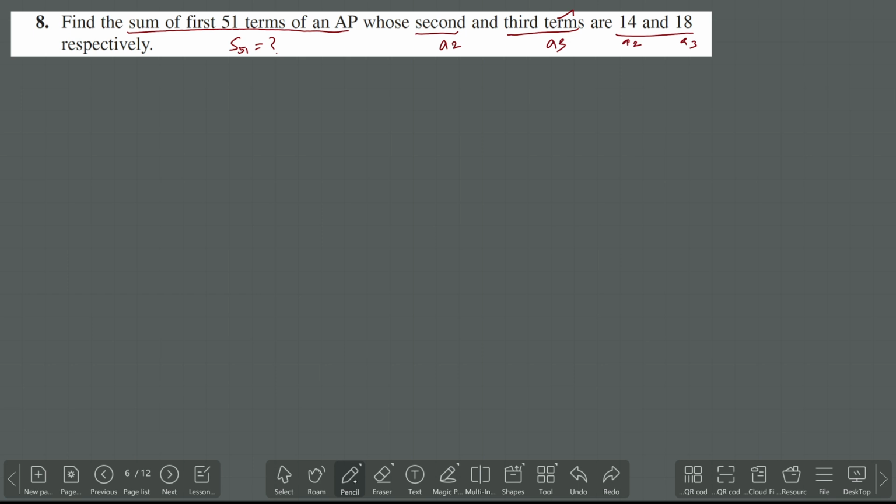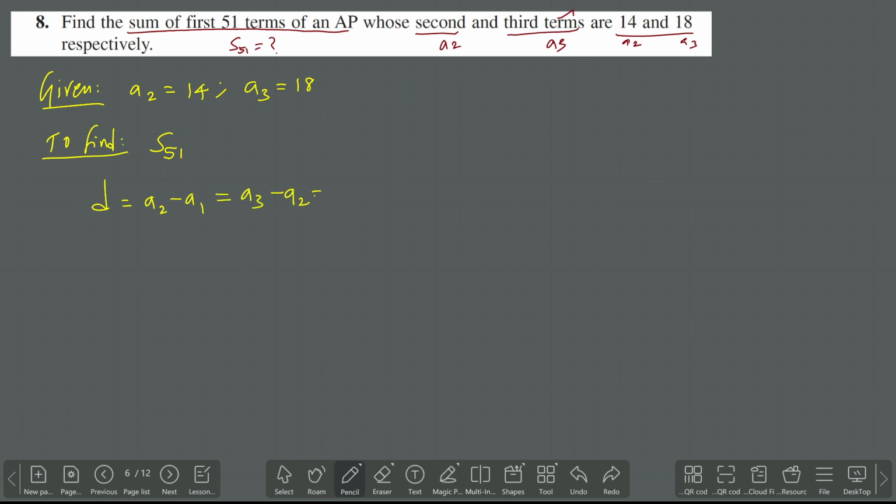Clear? It's elimination. So in the given, let's go. What is given? a2 is given 14, a3 is given 18. Now see, d common difference, we know one thing. Sum of 51 terms. Yeah, common difference we know very well: a2 minus a1 which is equal to a3 minus a2 which is equal to, in general form, an minus an minus 1. Am I right? We can write like this.